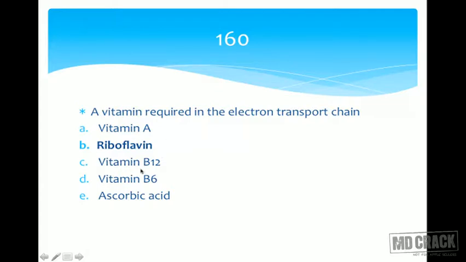Vitamin A is not required. B12, B6, ascorbic acid are directly not involved with the electron transport chain. They may be involved in some other manner like ascorbic acid, but not directly required in the ETC. Direct requirement is of riboflavin, FMN and FAD.